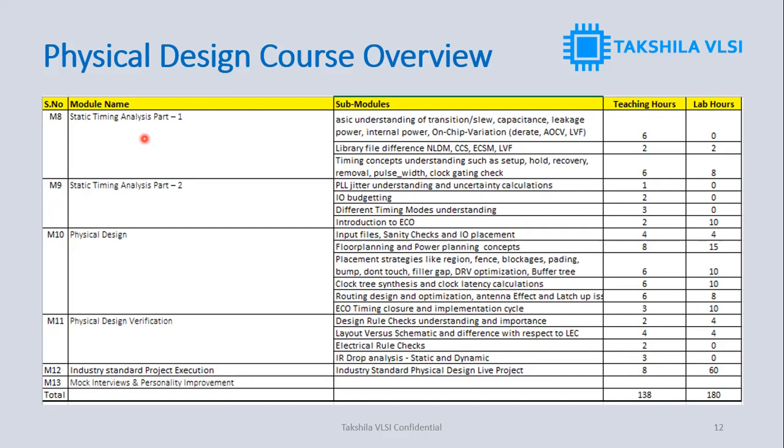So what are the things we're going to discuss in STA part 1? Understanding of the transition. So what is a transition? What is capacitance, leakage power, internal power, on chip variation. Okay, and different library modeling techniques like NLDM, CCS, ECSM. Okay, so what are these library files, or what are these library modeling techniques?